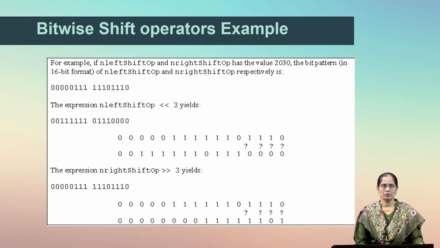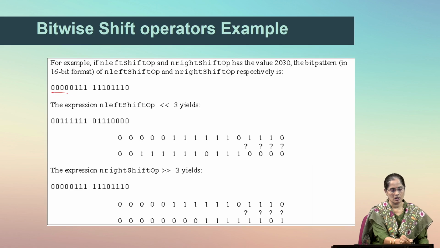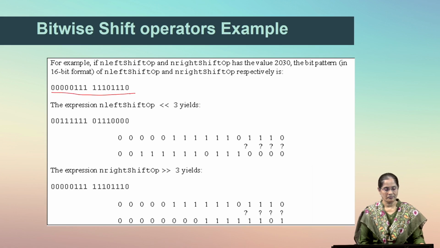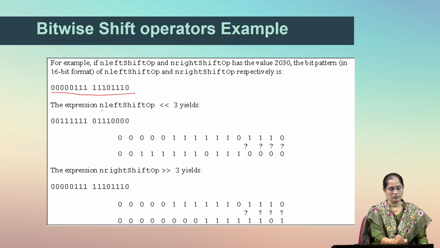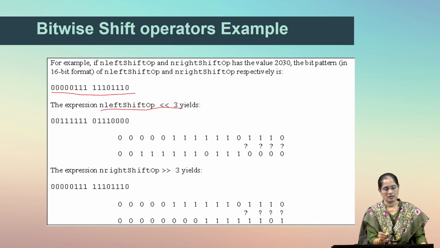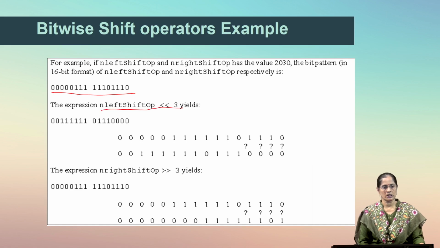So, let us take an example. I want to do the shift operation with respect to a value 2030. We first have to represent the binary representation of 2030, which is shown here, and we will now apply the left shift thrice. How do we do it? We represent the variable name and then apply the left shift operation 3 times. So, we are supposed to move the bit streams towards left 3 times.